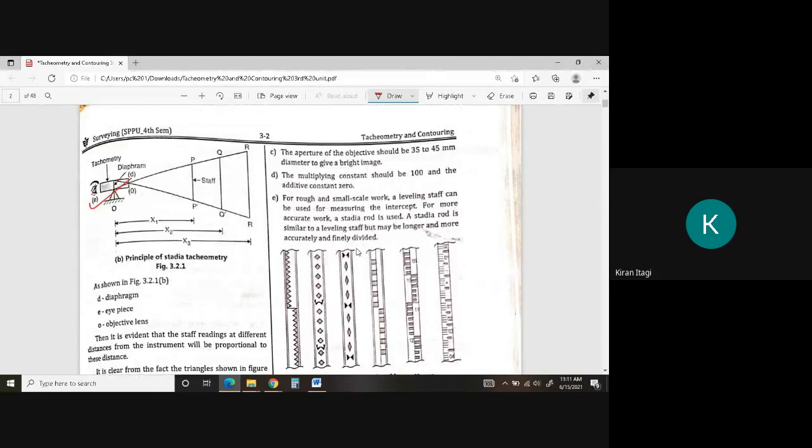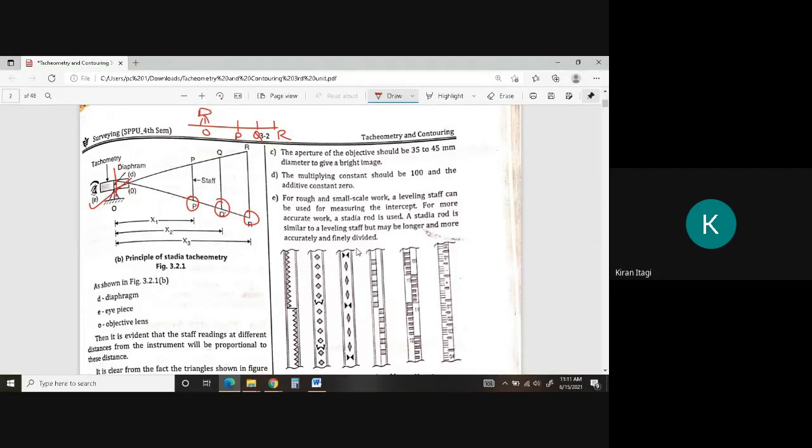So this is the schematic diagram. This is your instrument. Here we have a diaphragm. This is one station, this is another station, and this is another station: P, Q, R. This is another ranging rod at P, Q, and R. Here I have kept my instrument, and from here I am observing.